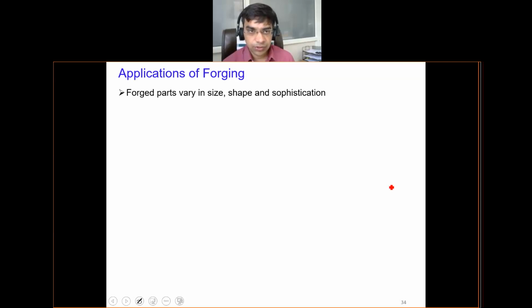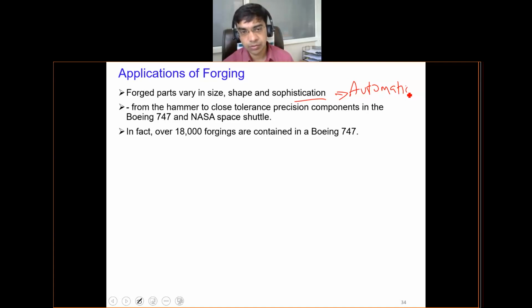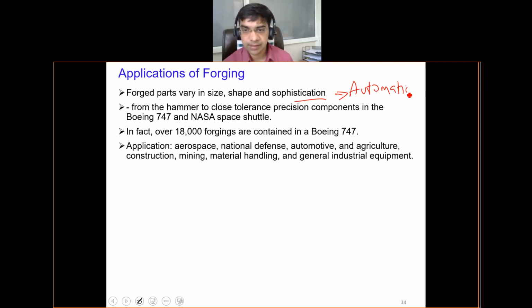If we see applications of forging, it can handle parts of different sizes and shapes with sophistication. Sophistication here indicates automation. This means the application of compressive force is now automated with the help of mechanical hammers, which are computer controlled. Several parts used, for example, in a Boeing 747 aircraft or a NASA space shuttle are still made by the forging process. In fact, you will be wondering that in a Boeing 747, almost 18,000 parts are still made using the forging process. I'll show some schematics.